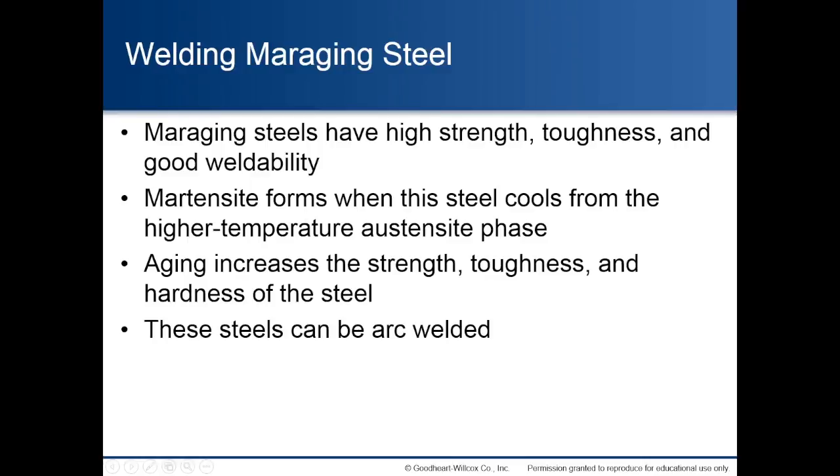Welding Maraging steel. Maraging steels have high strength, toughness, and good weldability. Martensite forms when this steel cools from the higher temperature austenitic phase. Aging increases the strength, toughness, and hardness of the steel. These steels can be arc welded.